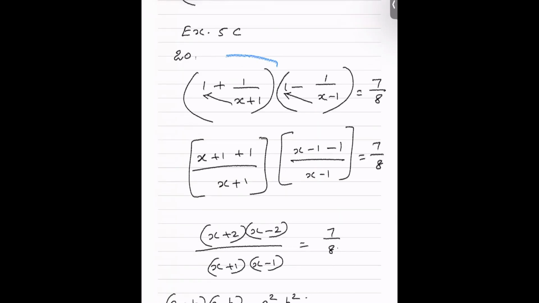In this portion you have to perform addition, and then these two you need to multiply. Here you have to perform addition, and here you have to perform subtraction. 1 plus 1 by x plus 1: how do you do it? You have to have a common denominator. So how can you have a common denominator? Whichever doesn't have the denominator, supply that.